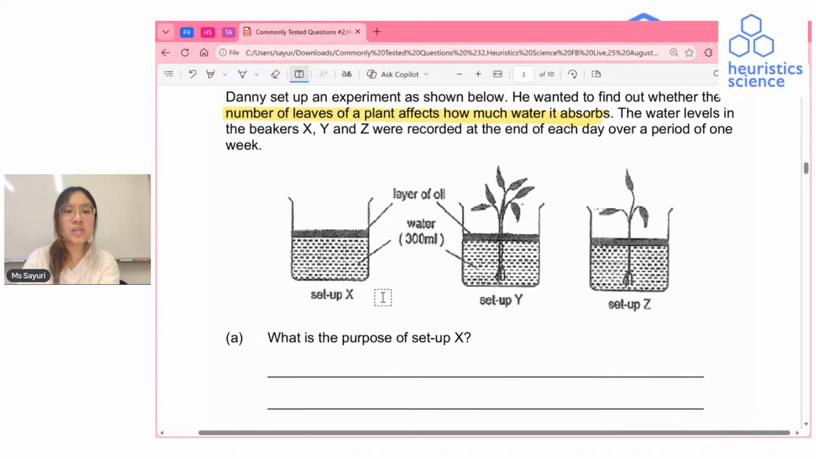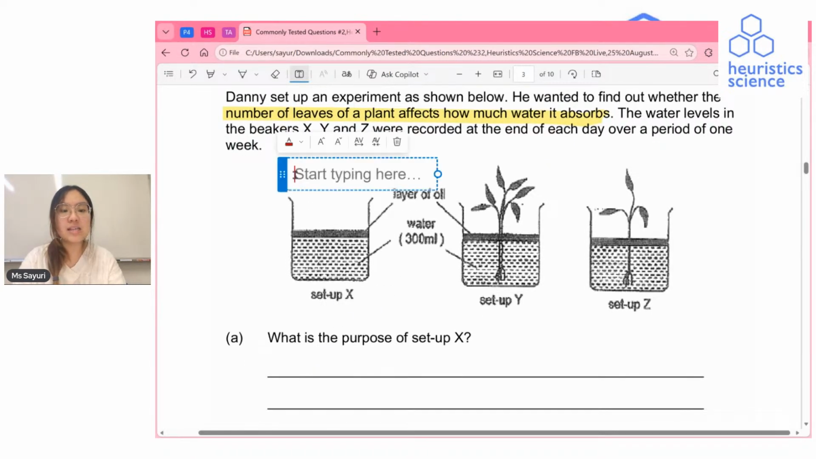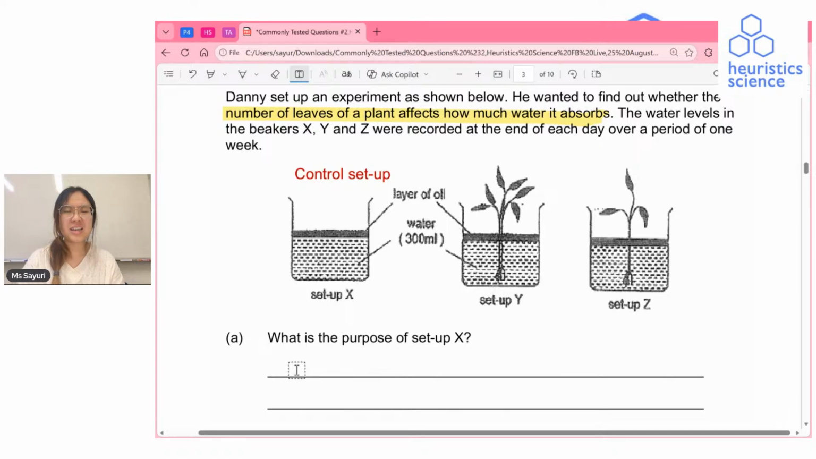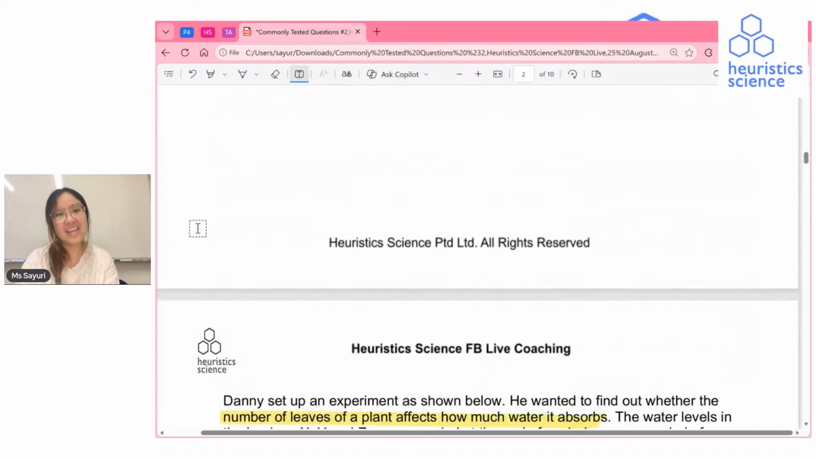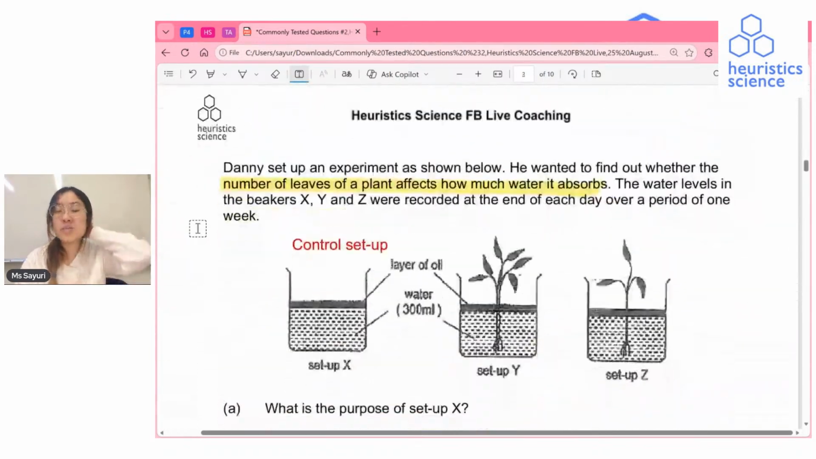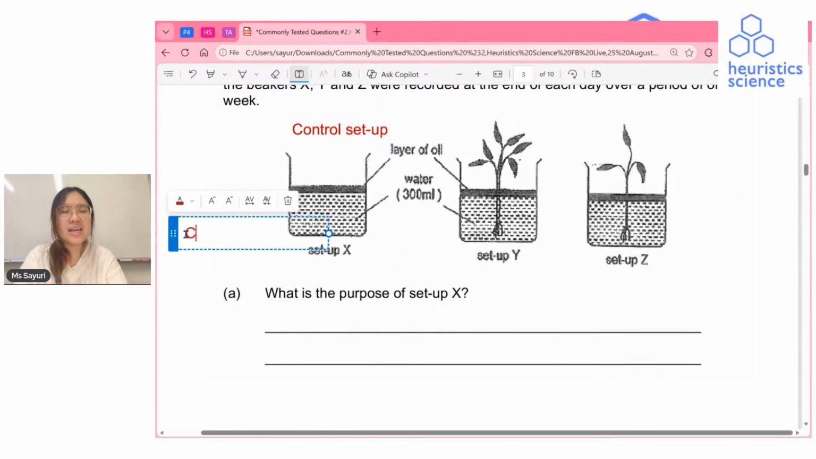So here, in this case, I hope you have caught it. It's actually a control setup. If you didn't catch this, you will have trouble answering this. So you'll be like, what's that? And control setup, for me, I always tell my students it comes with a formula again because this whole question is an experiment-based question. So in that case here, I call it the CCC formula.